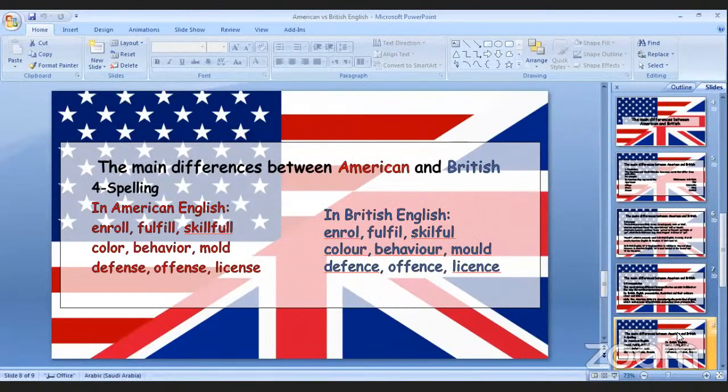The main differences between American and British spelling. In American English: enroll, flavor, skillful, color, behavior, mold, defense, offense, license. In British English: enrol, fulfil, skilful, colour, behaviour, mould, defence, offence, licence.